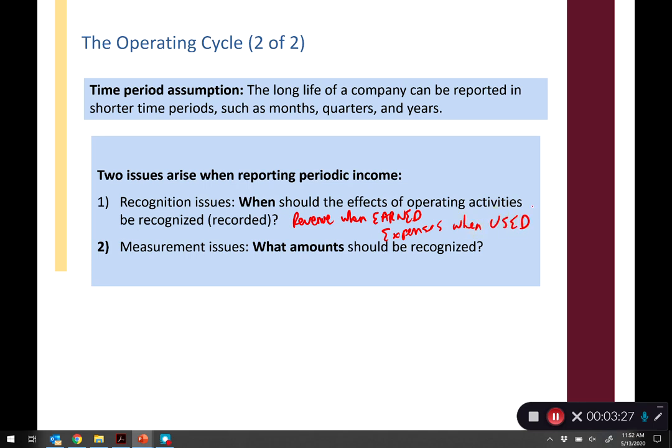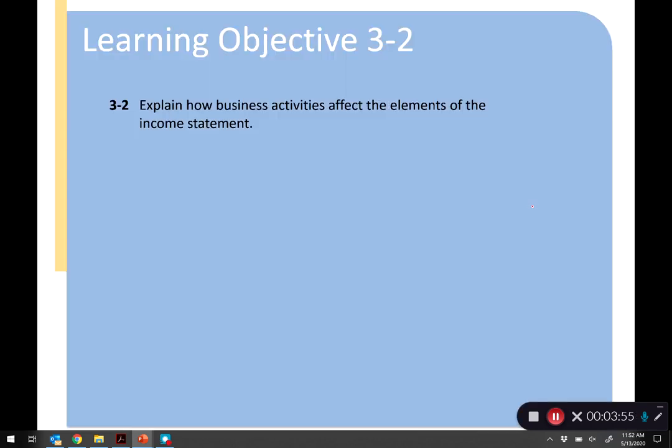And then measurement issues would be what is the amount we need to recognize. As a general rule, that won't be very difficult for us to figure out, but it can be a little challenging at times when, for instance, we prepay an entire year's worth of rent and only 1 month goes by. We need to realize we don't recognize the expense for the entire year, only 1/12 of it for the monthly portion. So we'll be discussing that as well.